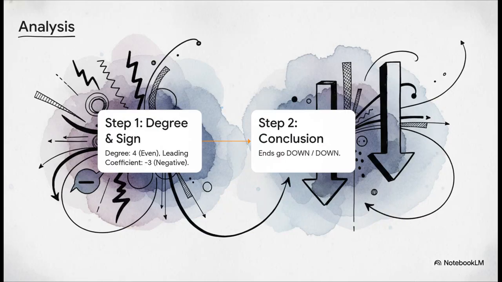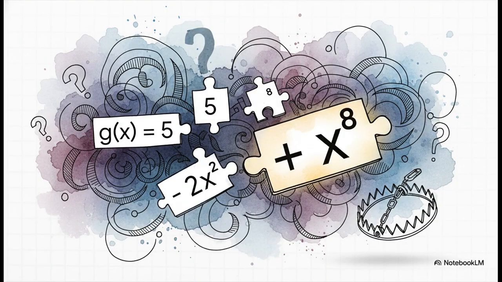Okay, let's break it down. Step 1, find the highest degree. That's the x to the 4th power. So the degree is 4, which is an even number. Step 2, what's the sign of the number in front of it? It's -3. So we have an even degree and a negative leading coefficient. And what does that mean? The ends go down, down. Boom. Done. Okay, example number 2.